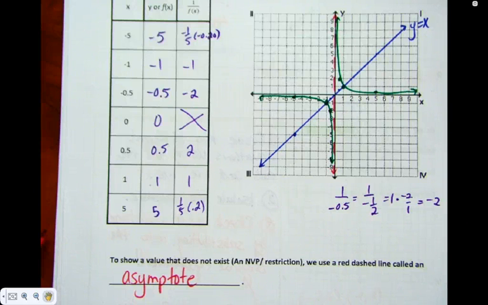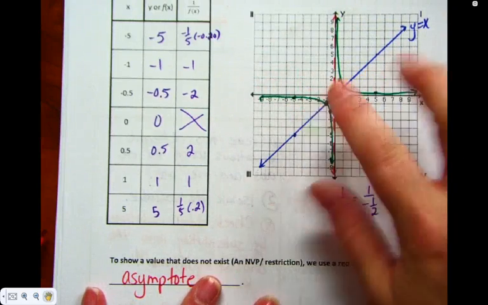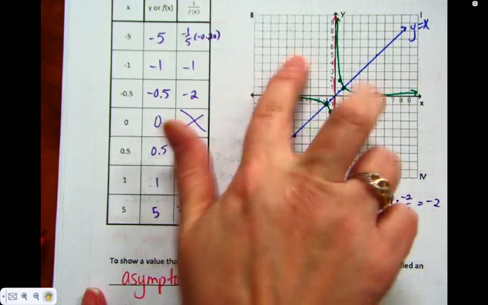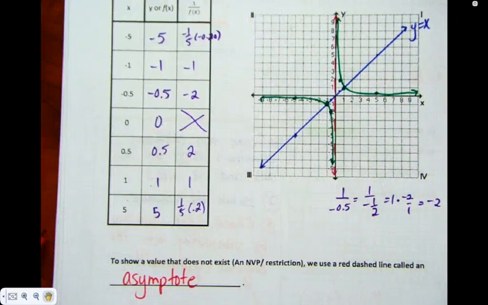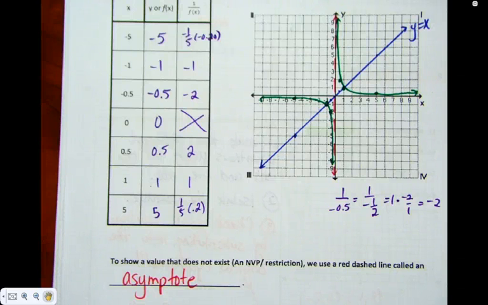There's your first reciprocal function. Linear reciprocals always look like this. They're always in 2 pieces. They might be in the first and the third quadrant, or they might be in the second and the fourth. It just depends on your line. They're always going to approach an asymptote, and they also always approach the x-axis.